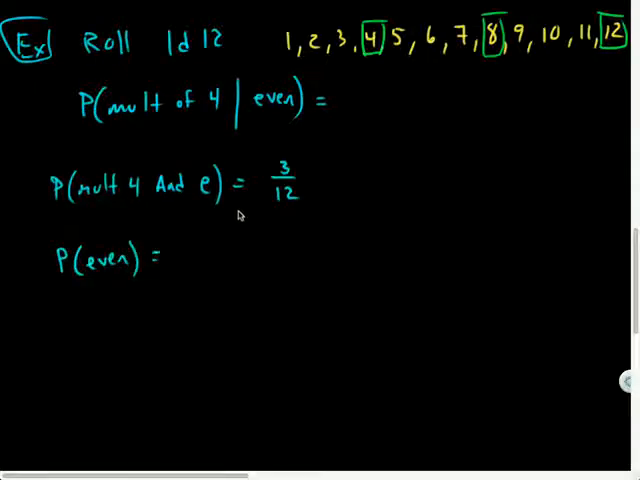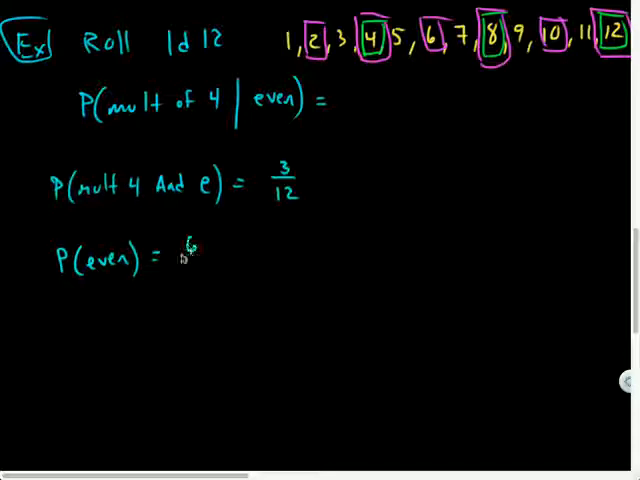And now I have to figure out the probability of my given fact, right? So how many of these are just straight up even? Well, 2 is, 4 is, 6 is, 8 is, 10 is, and 12 is. Or I could have divided 12 by 2 and gotten 6, since it starts with an odd and ends with an even, so 6 of them had to be even. So 6 out of 12. It might make sense not to reduce these in this case, because I'm going to end up dividing them in a moment. So 3/12 over 6/12.